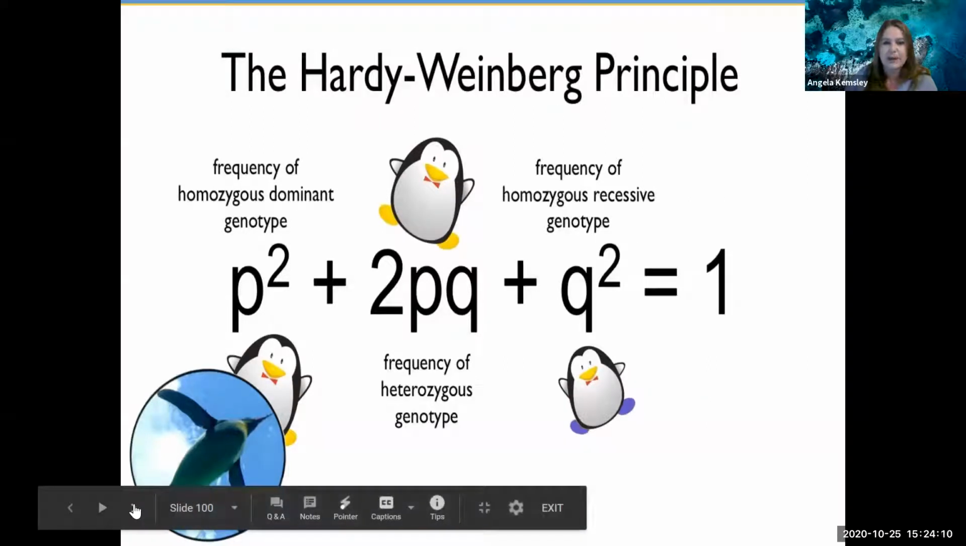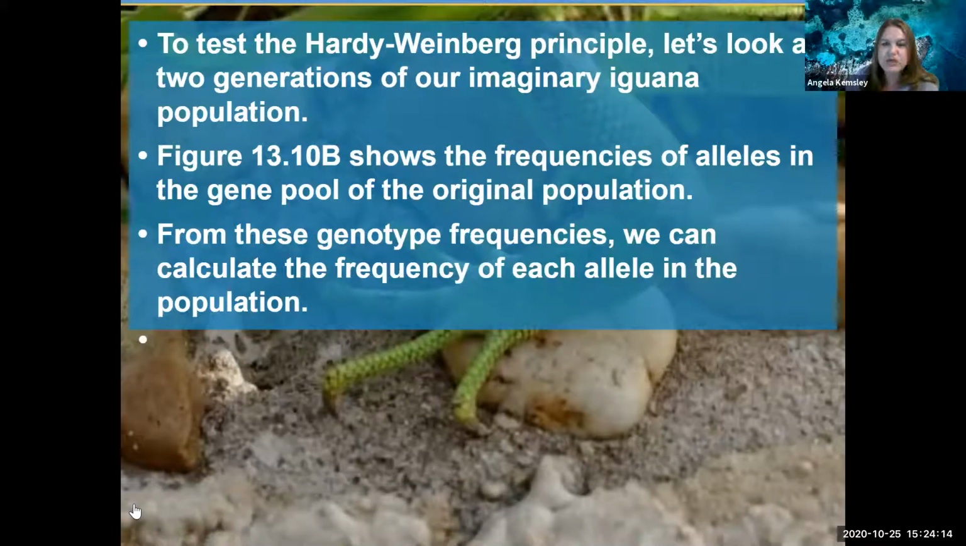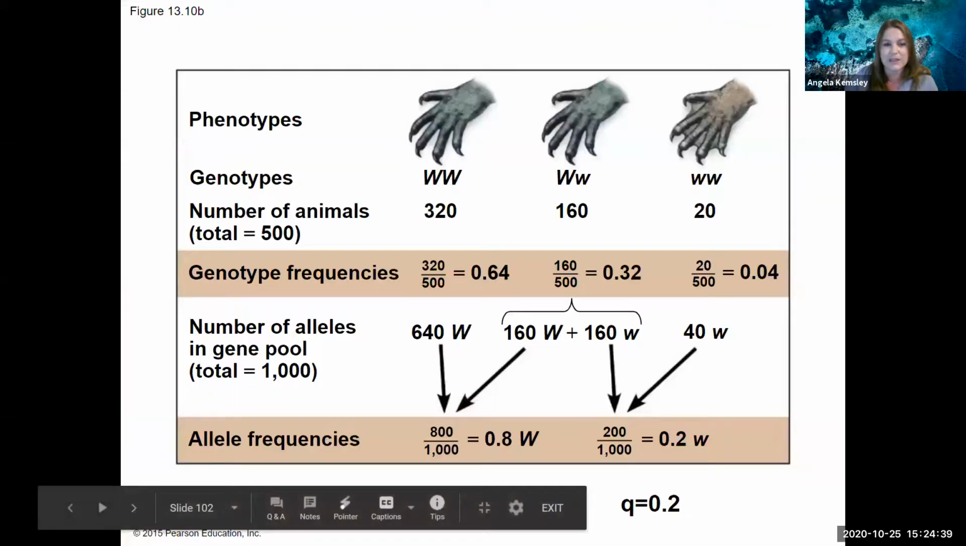So to test the Hardy-Weinberg principle, let's look at 2 generations of our imaginary iguana population. So I'm going to show you figure 13.10b in just a minute, but it's going to show the frequencies of alleles in the gene pool of the original population. And then from those genotype frequencies, we can calculate the frequency of each allele in the population. So remember that our genotype frequencies are going to include 2 different alleles, and so there's different combinations of those alleles. So let's take a look at that.